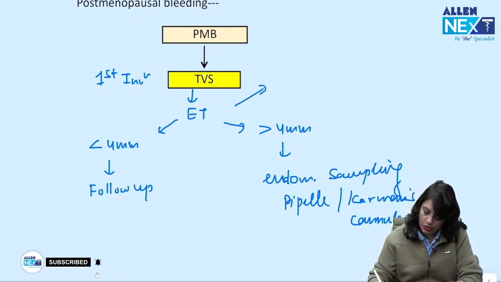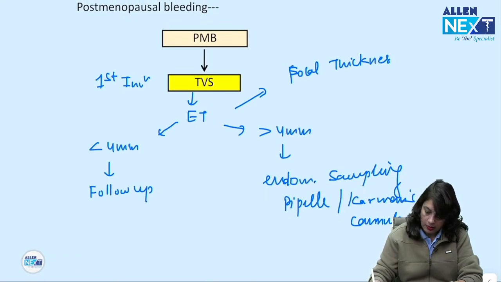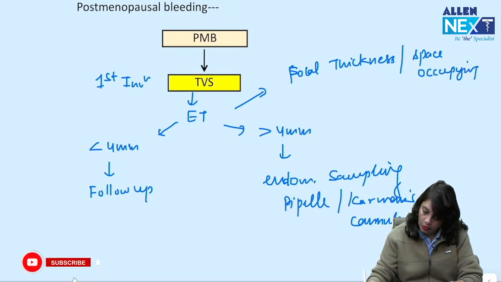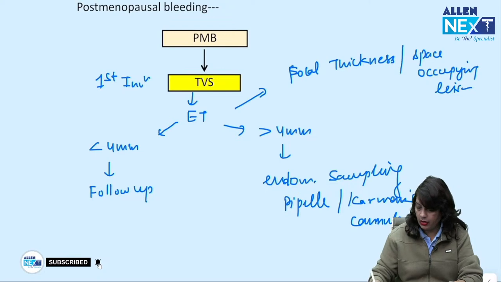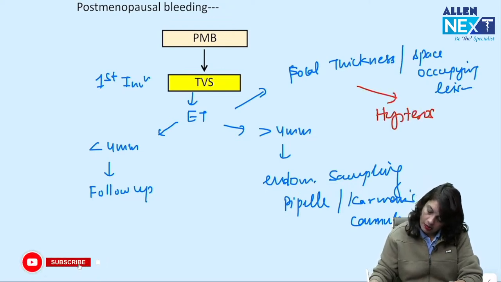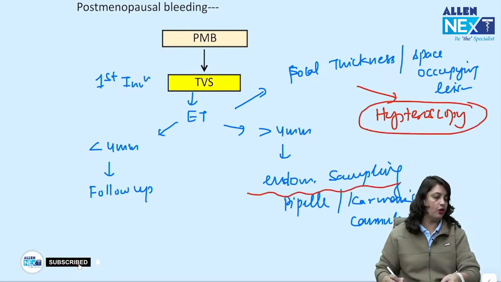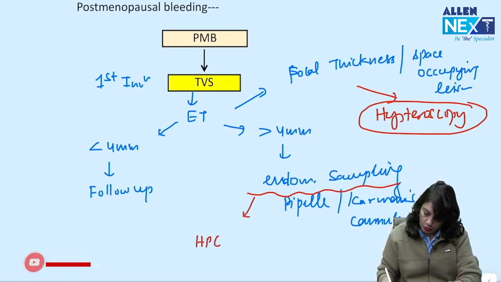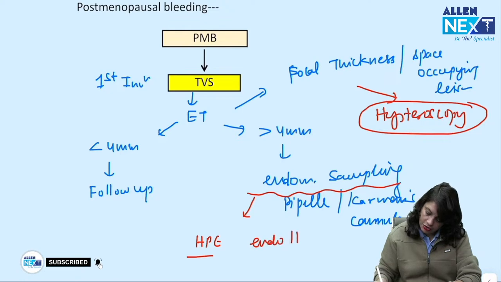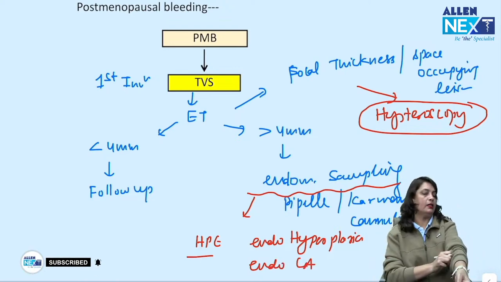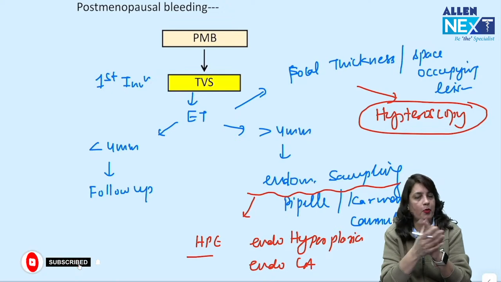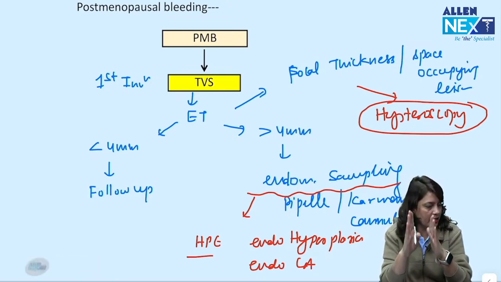Or if it is showing a focal thickness or a space occupying lesion, then you should go for hysteroscopic guided biopsy. Okay, otherwise you go for endometrial sampling followed by histopath to rule out endometrial hyperplasia or endometrial cancer. So if a female presented with postmenopausal bleeding, first step is always transvaginal scan.